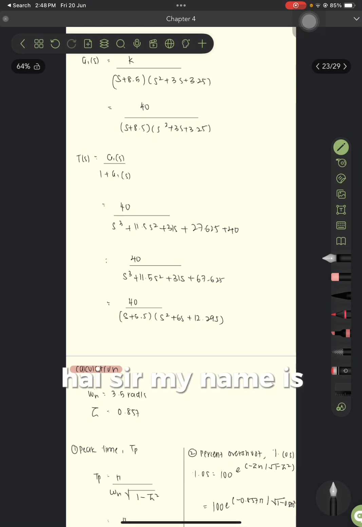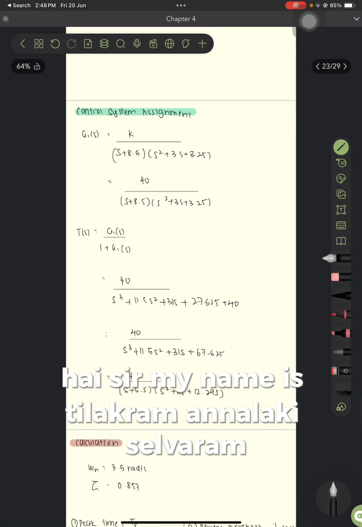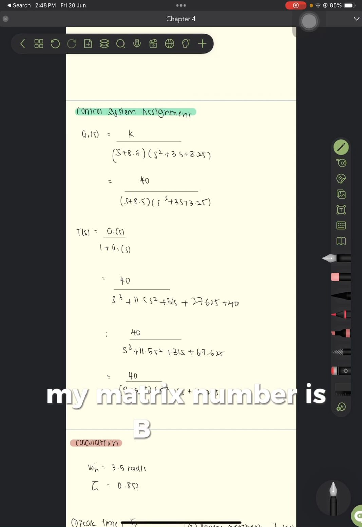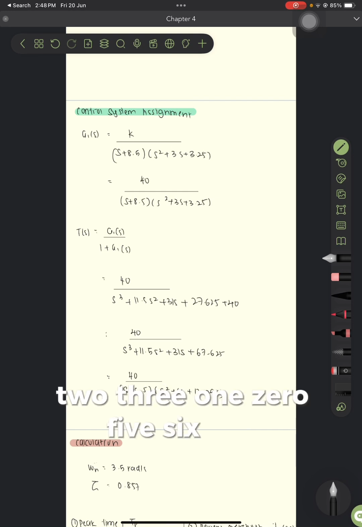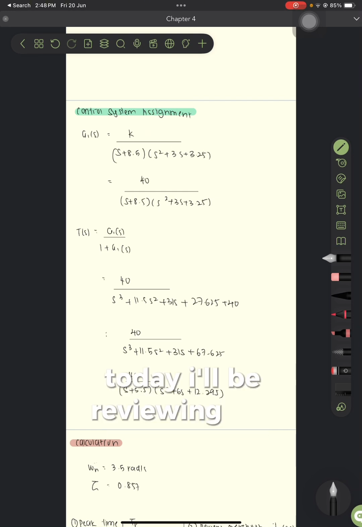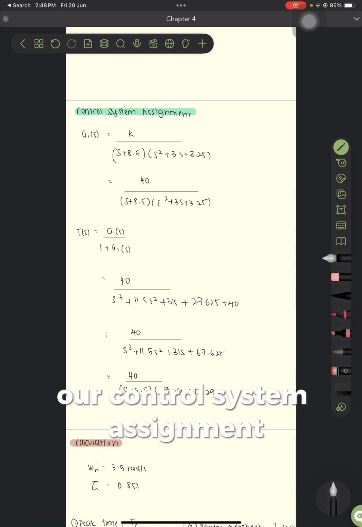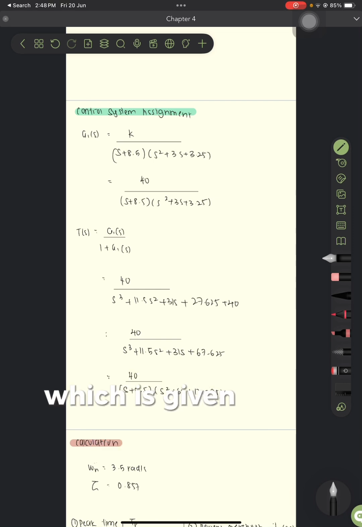Hi sir, my name is Tilakram Analaki Selvaram. My matrix number is B11-231-0569. Today I'll be reviewing the calculation for our control system assignment, which is given by G1(s). So let's have a look at it.